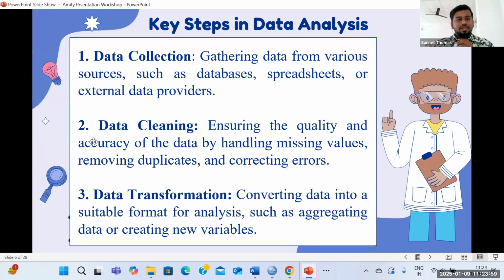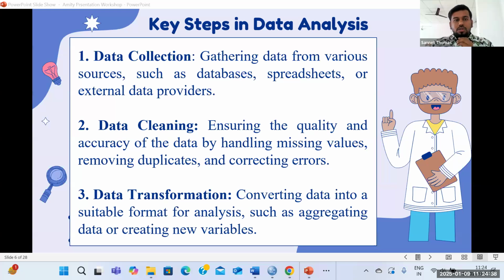So there are some key steps in data analysis. I think you all heard about all these things since the starting of this presentation. The key steps in data analysis are data collection, data cleaning, data transformation. Data collection is nothing but gathering information from the participants or from the databases or from the external data providers. And data cleaning is ensuring the quality of the data. And the third one is data transformation. Data transformation means converting your data into a suitable format for the analysis.